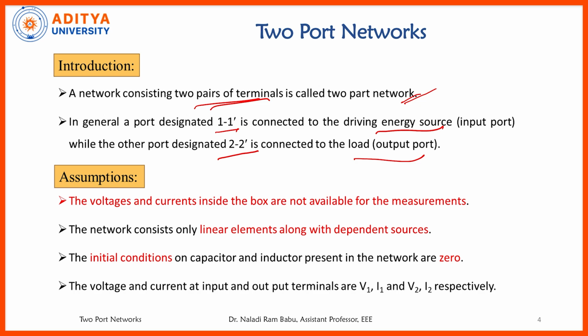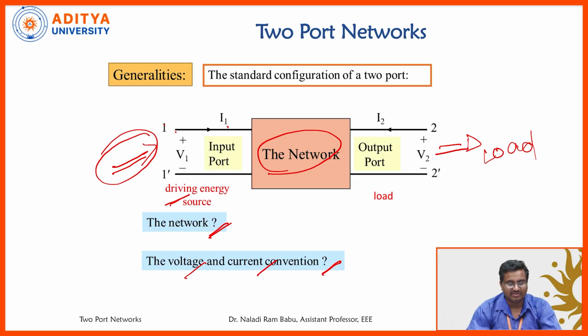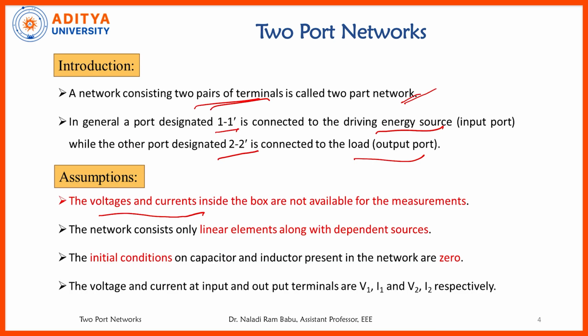For these two-port networks there are some assumptions. The voltages and currents inside the box are not available for measurement. Here we measure the voltages and currents at the terminals, but inside the box we do not measure them. The network consists of only linear elements, with dependent sources, and the initial conditions on the capacitors and inductors in the network are assumed to be 0.